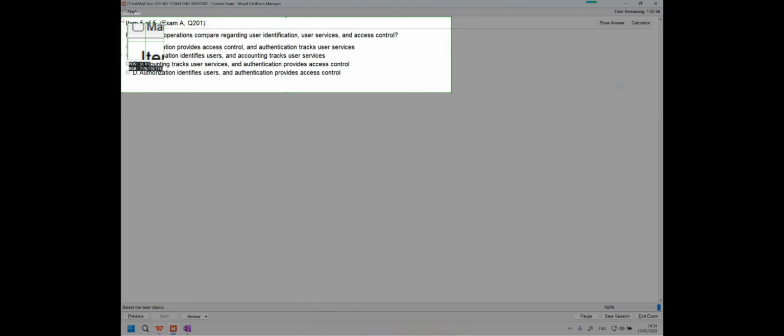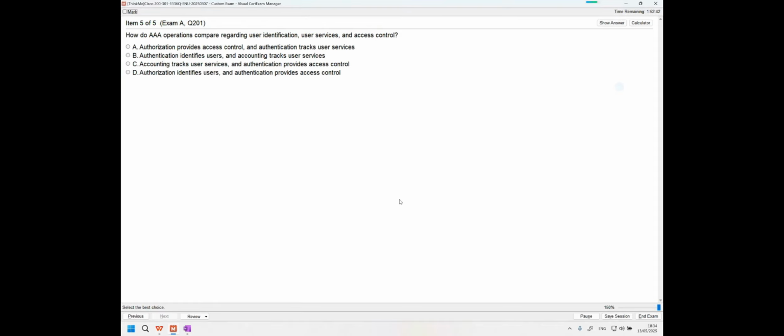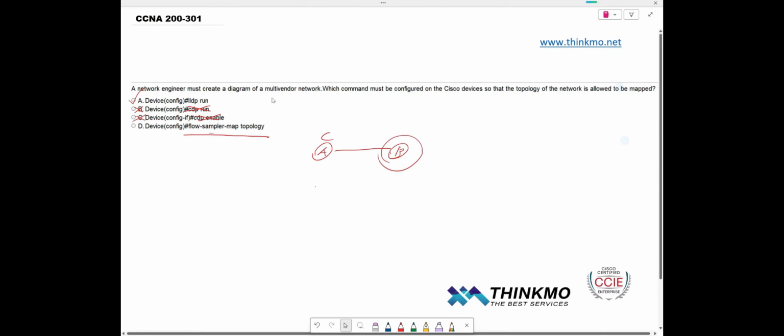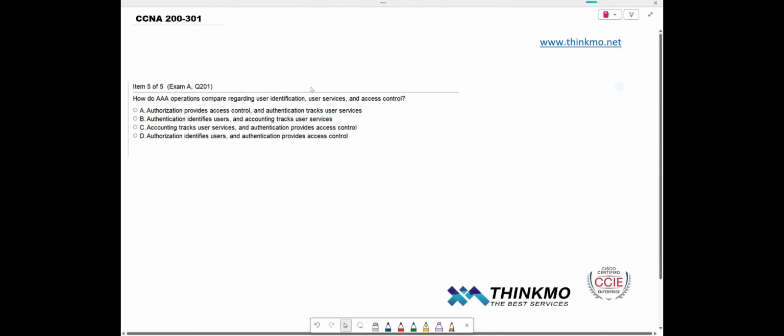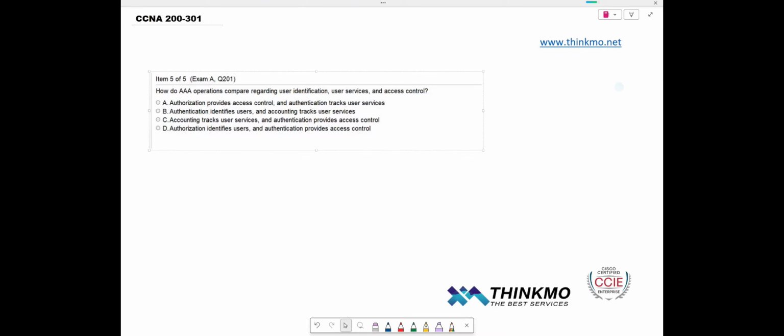All right, question 5. The fifth question has 3 A's, which is about this certification. It mentions AAA operations, and these AAA operations are reflected in 3 aspects: user identification, user services, and user access. Specifically, it's about the user's ID, user services, and the user control, these 3 aspects.